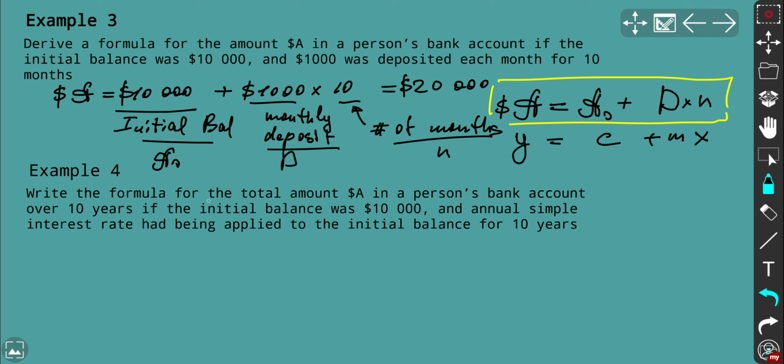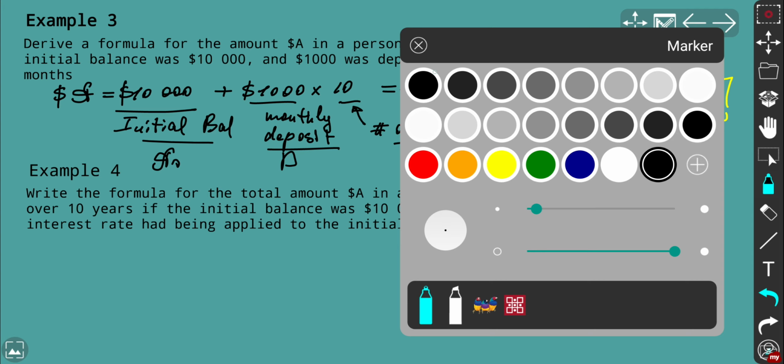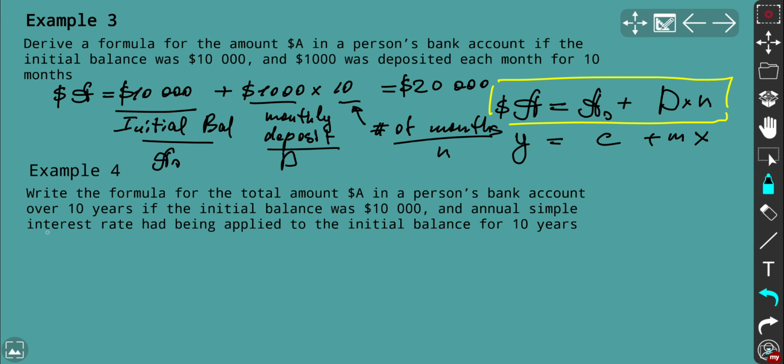We need to write the formula for the total amount A in a person's bank account over 10 years if the initial balance was 10,000. Okay, pretty much the same, except here we have 10 years. And annual simple interest rate has been applied to the initial balance for 10 years. All right, so it was applied for 10 years.